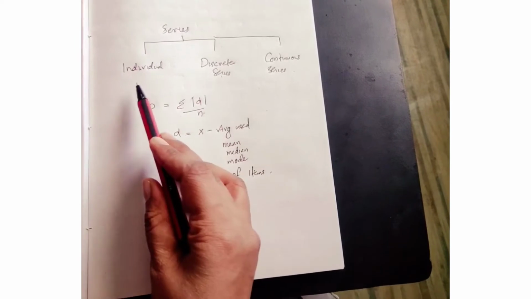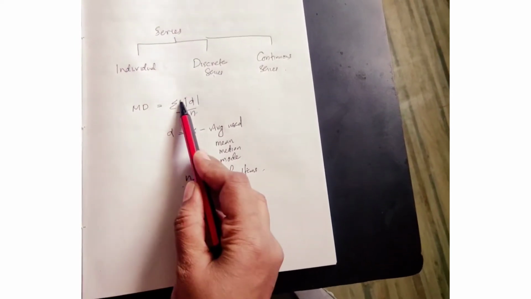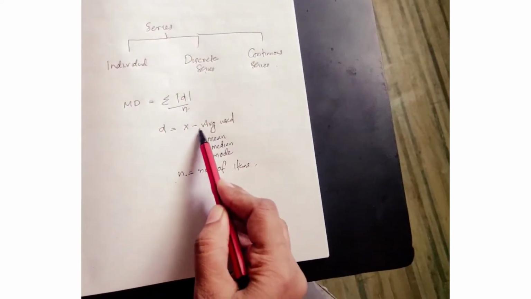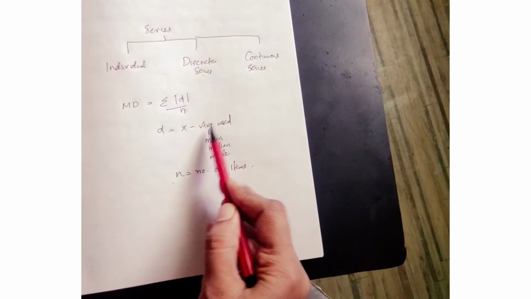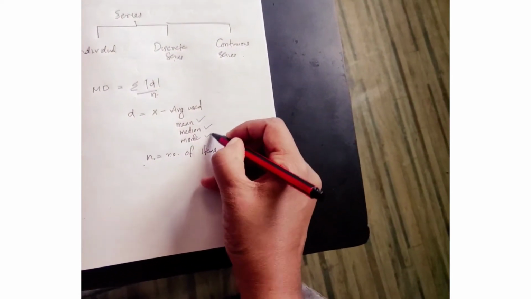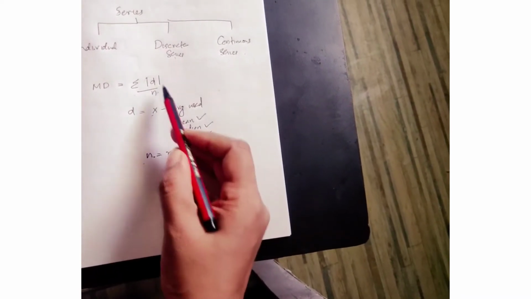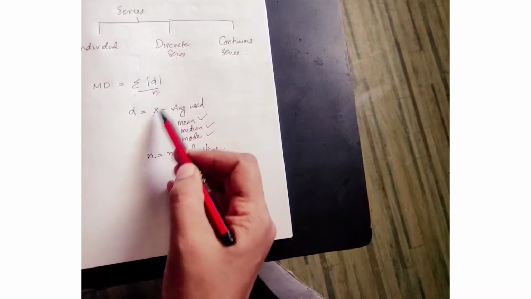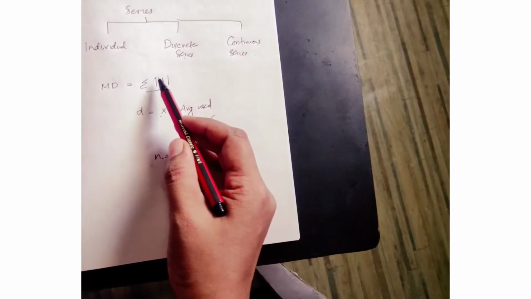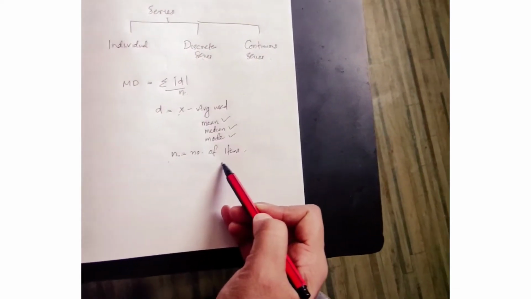The equation for individual series is mean deviation equals sigma modulus d by n, where d equals x minus average used. We can use different averages like mean, median, or mode. Then we subtract it from x. After that we find the modulus d, that is, we avoid the negative sign from d. That is called modulus d. Then n denotes the number of items.